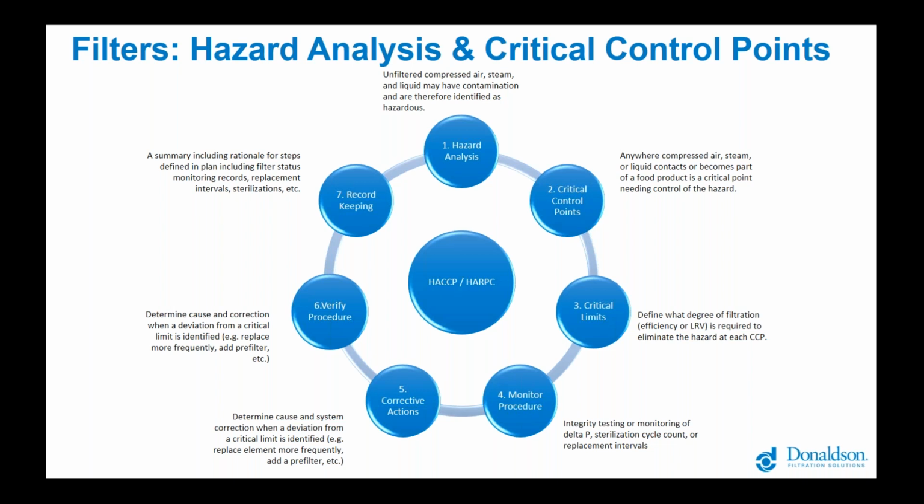And lastly is record keeping. So out of all these things, they're all very important, but they're not worth a whole lot when we don't have records of what was done. So this is really a summary including the rationale for steps defined in a plan, including, in the case of filters, again, things like the status, the monitoring records, the replacement records, the sterilizations, when they happened, what time they happened, what temperature they were performed at, things like that. They're the things that are important to show that we're actually doing what we're saying and we're saying what we're doing.